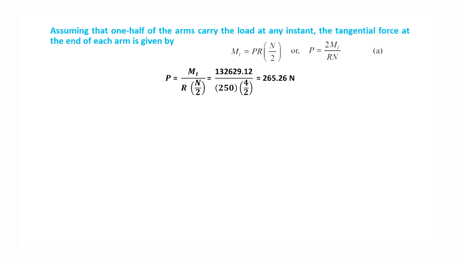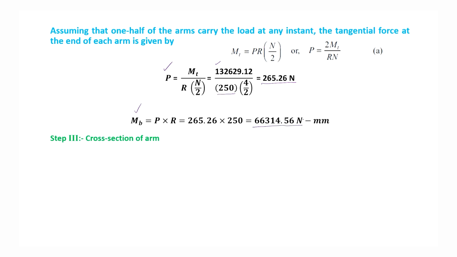So P is obtained by substituting Mt equal to this value and r, the radius of the pulley. n is 4, and so P, the load which will act, is equal to 256.26. So the bending moment is equal to P multiplied by R. So this bending moment is acting on the arm.